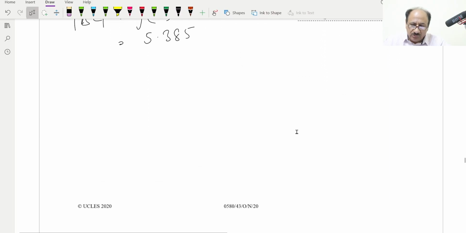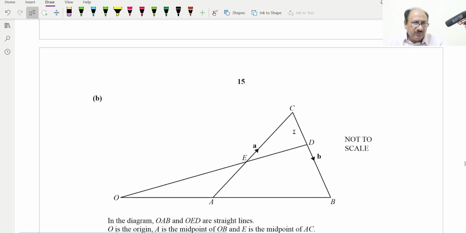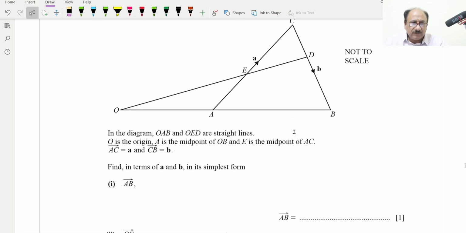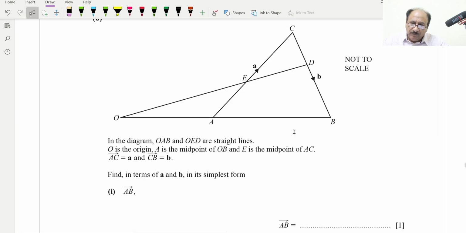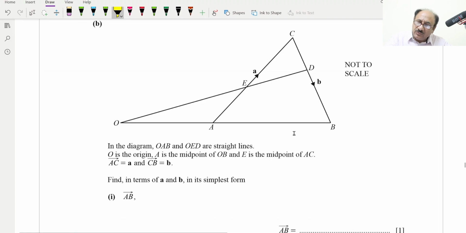This is a 2 mark question. You can see very easily we have done this question. It is not difficult. This is a little tricky vectors question, and you must practice these types of questions to score better in the exam.